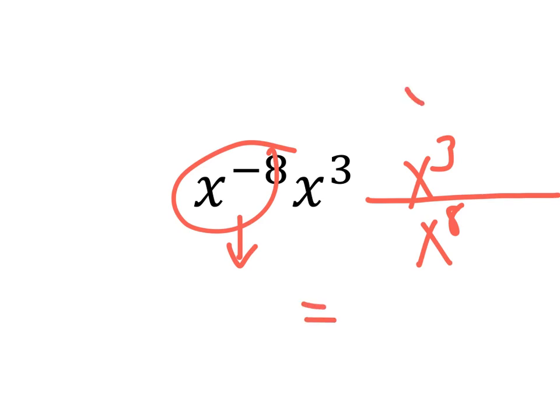You have 3 on the top. You have 8 on the bottom. If you start crossing them out, the leftovers are going to be on the bottom. There's going to be 5 of them. And don't forget to put your 1 on the top.